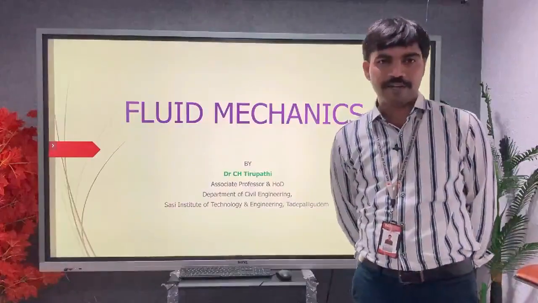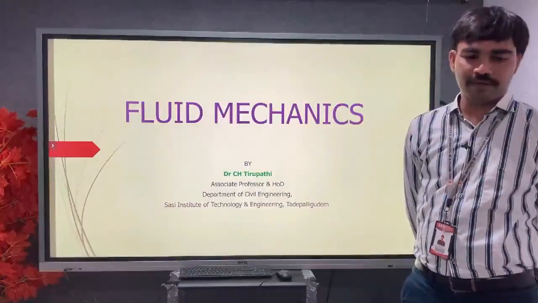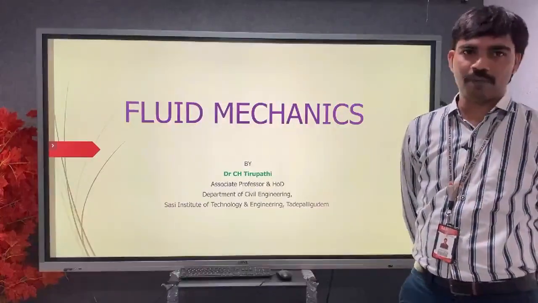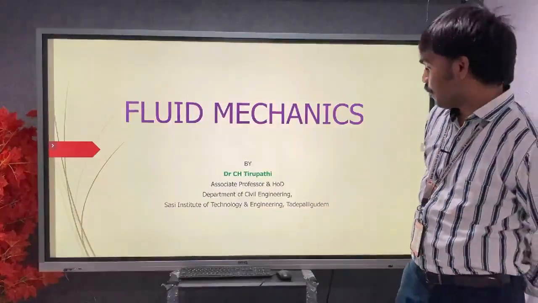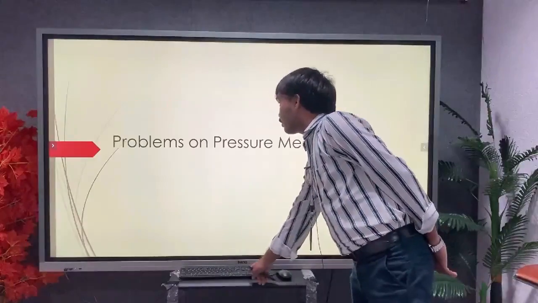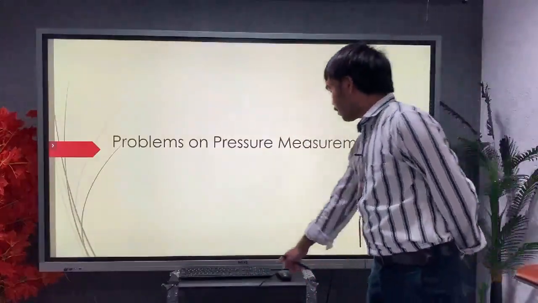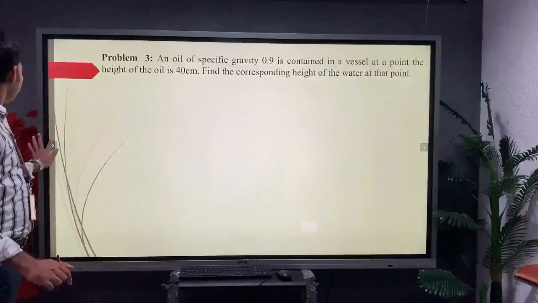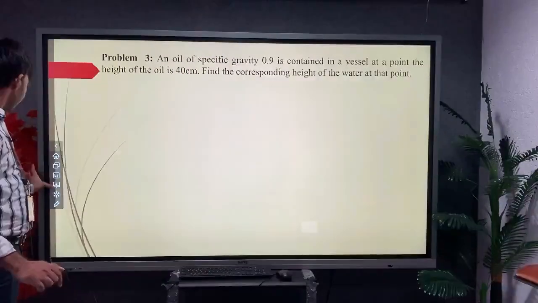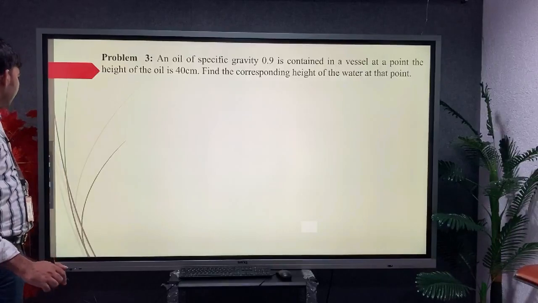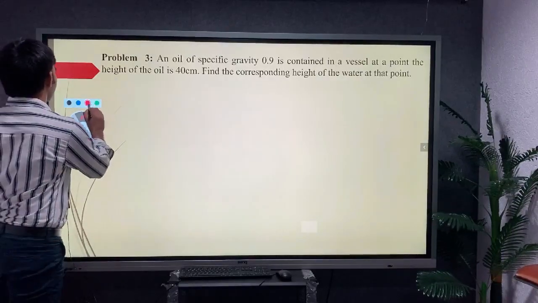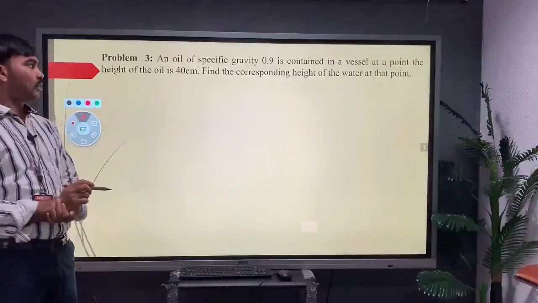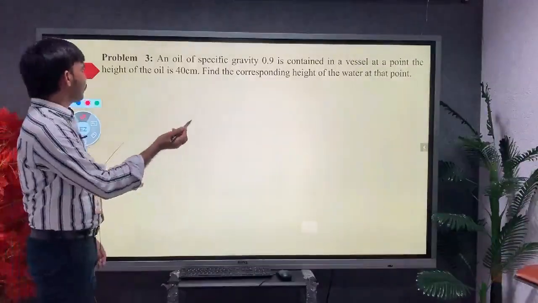In the previous class we derived the expression for Pascal's law, and then we solved some problems related to fluid pressure. Today we are going to do some more problems related to pressure measurement. This is the third problem. In the previous class we solved two problems.